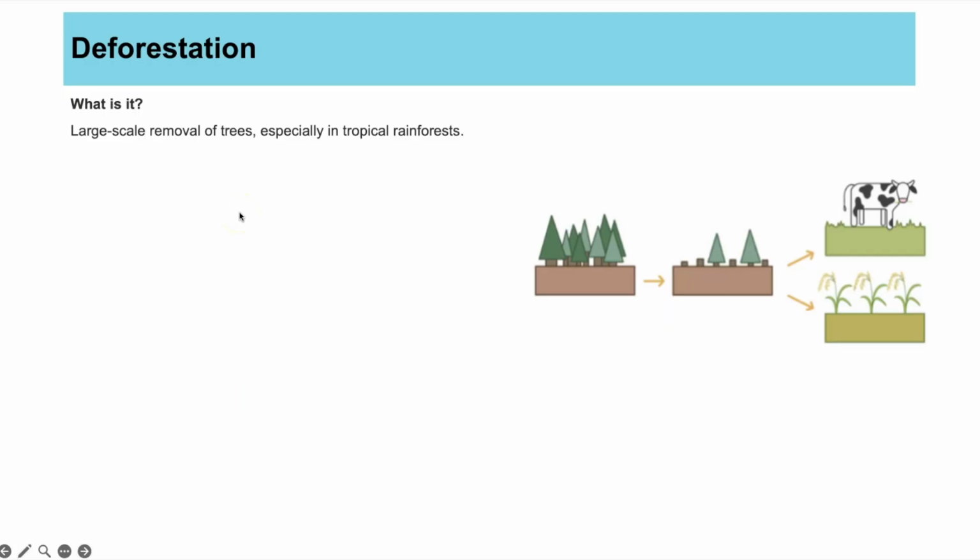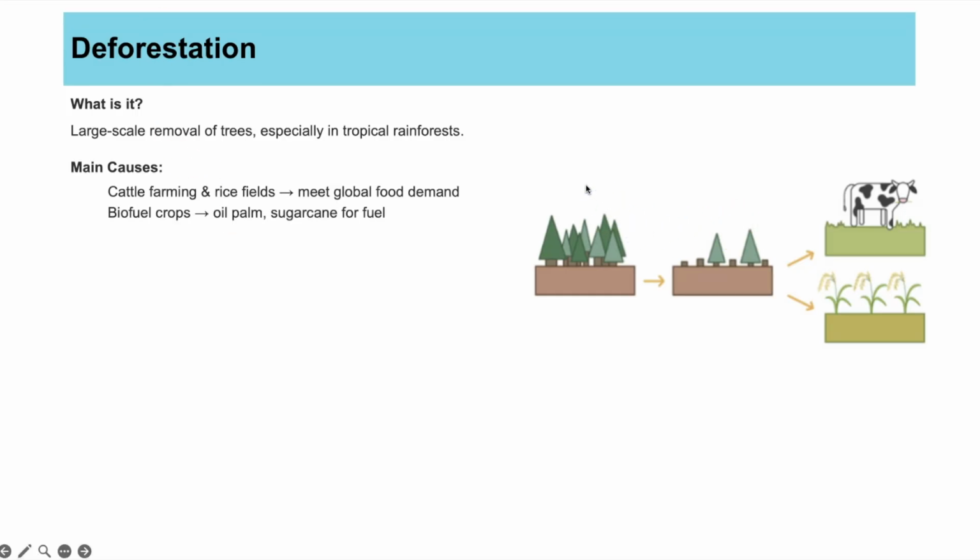Deforestation then is another part of topic 7. And deforestation is when you have the large scale removal of trees. And we see this a lot at the moment in tropical rainforests because if you clear that land, it can be used for cattle farming or rice fields. It can also be used to grow biofuel crops, which are things like sugarcane.